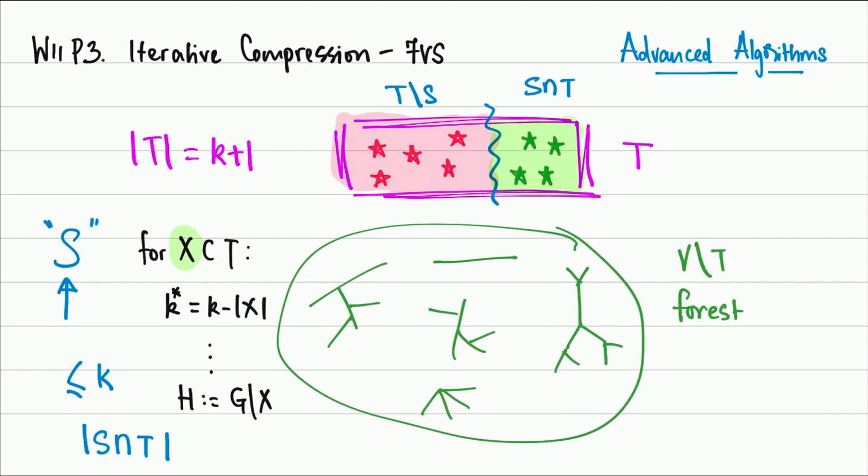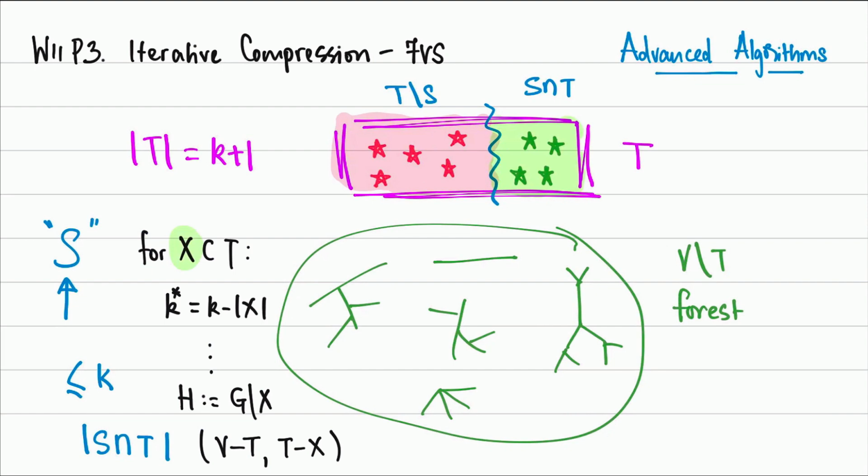And in H, we have basically two things. We have V minus T and we have T minus X. These are the two things that constitute the vertex set of the graph H, right? And what's special about both of these parts, as we've just discussed, is that both of these parts must induce forests because, well, V minus T induces a forest because T was a FVS to begin with.